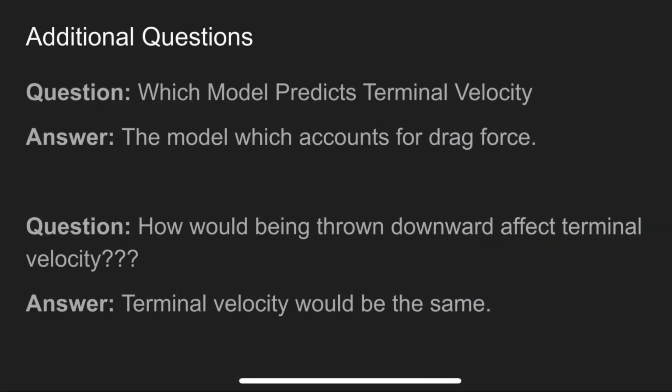Some additional questions. Which model predicts terminal velocity? Of course, this is the model which accounts for the drag force. And then, how would being thrown downward affect terminal velocity? Well, terminal velocity would be the same.